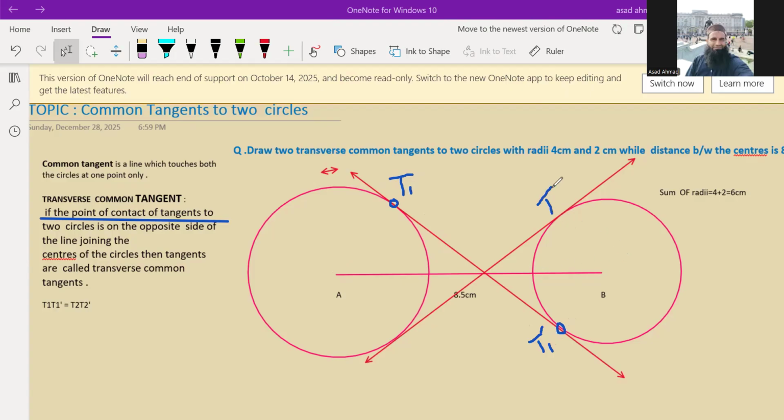Similarly, this is T2 and T2 dash. Again, the points of contact lie on opposite sides of the line segment joining the centers. So this is called a transverse common tangent. We will do the practice again. We will take up one question and draw a transverse common tangent.